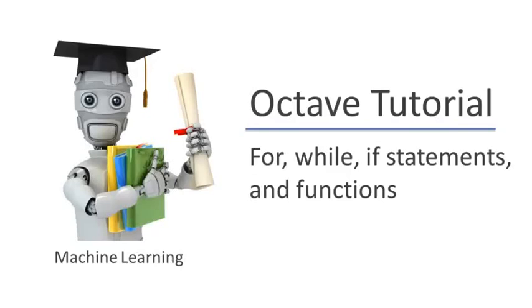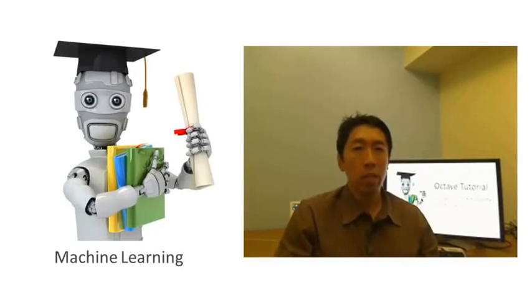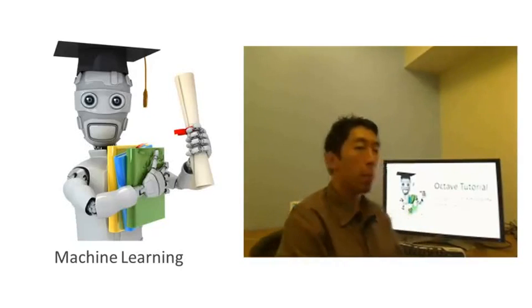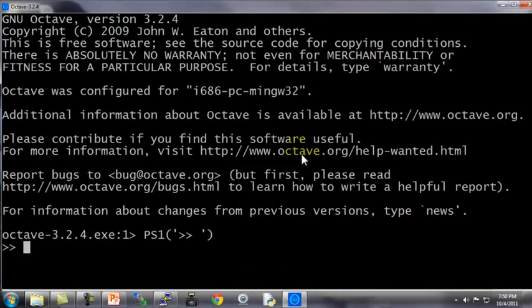In this video, I'd like to tell you how to write control statements for your Octave programs. So things like for, while, and if statements, and also how to define and use functions. Here's my Octave window. Let me first show you how to use a for loop.